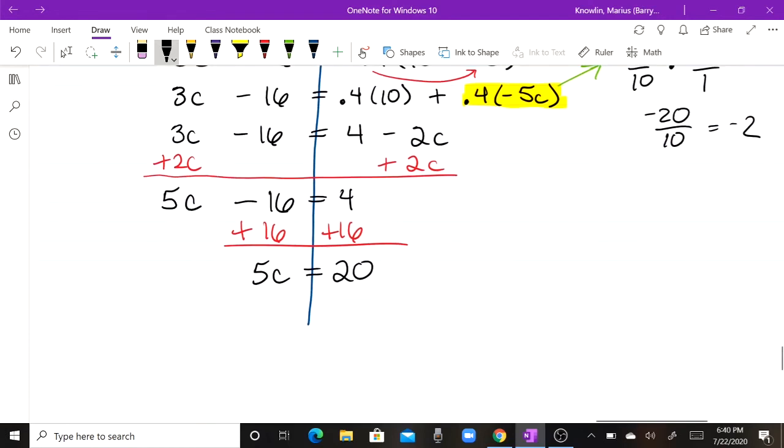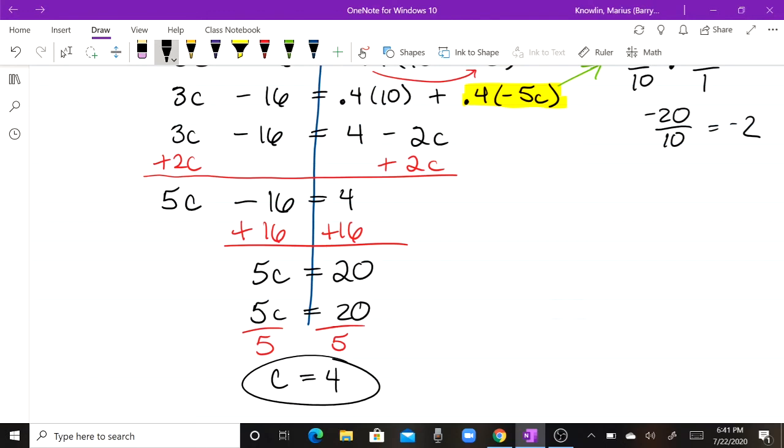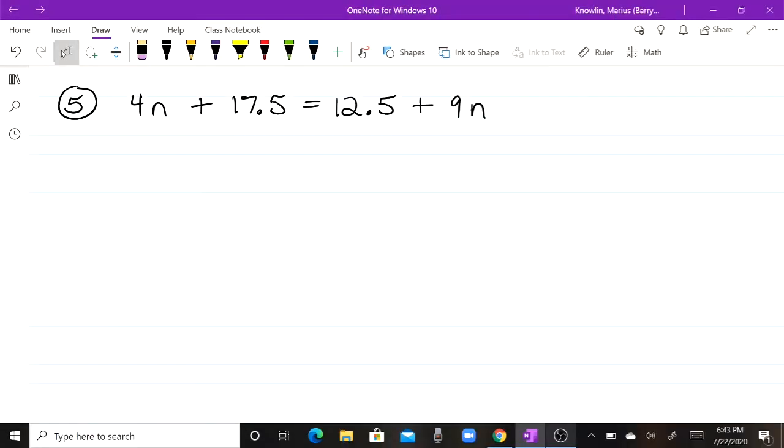All right. And now, our last step, we're going to rewrite it and show that we're going to divide both sides by 5. And once we do that, our final answer is going to be c is equal to positive 4. That's number 5.